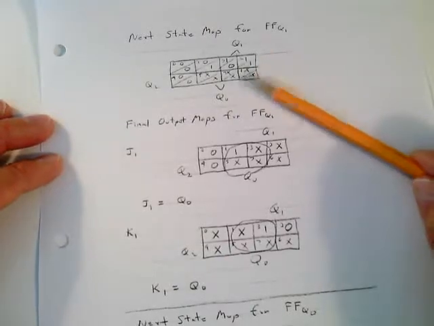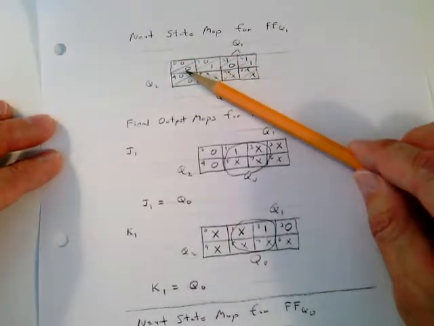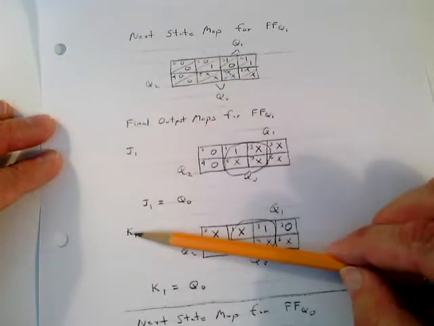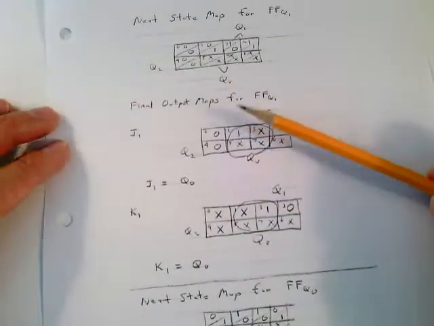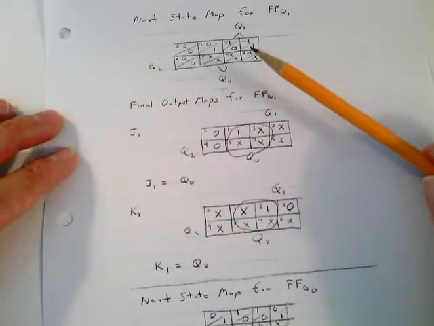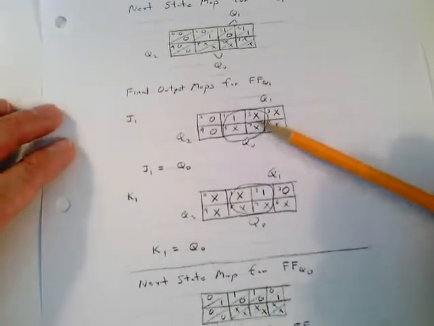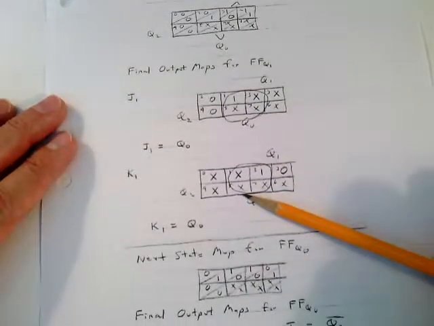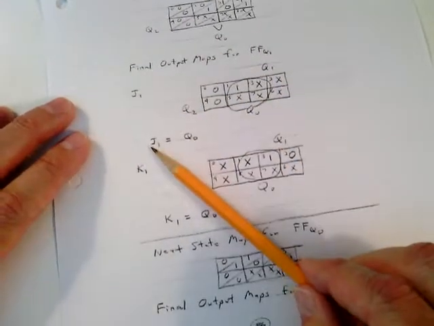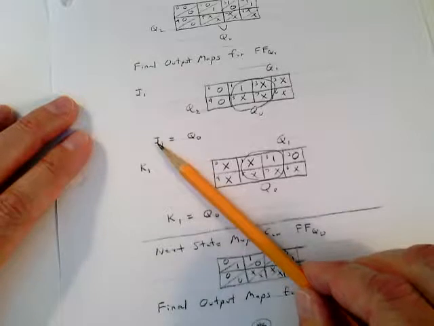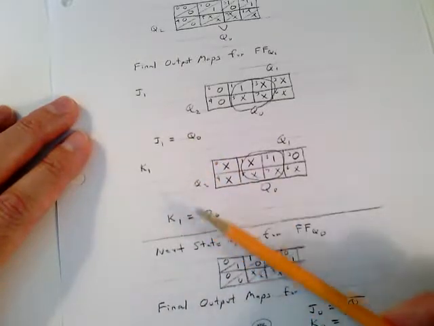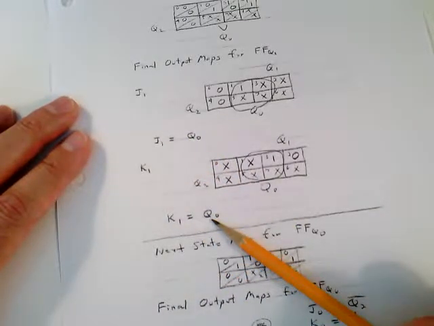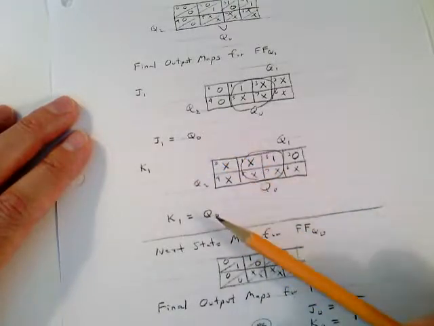And then you use the excitation on each one of these. For the J and for the K, you can do them together. You take your time and you do this logically. You use the excitation table for the JK flip-flop to produce these two maps for J and K. And you can see when you use your reduction technique, the input J1 is equal to Q0. And the input for K1 is also equal to Q0, the output of the least significant flip-flop.